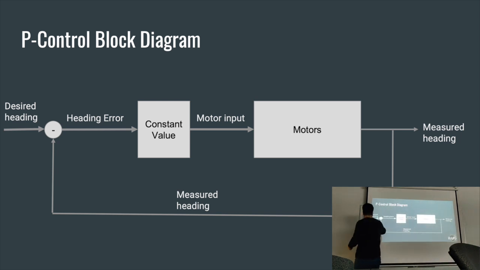This new heading gets fed back in, and you kind of repeat the loop, right? So you can kind of see how you would implement this via software as well, how you would have maybe a while loop or something, and you would just constantly go through this loop. Every time you get a new reading, you would recalculate the error, you would multiply, you would give the motors a new input, and you keep on doing that forever, basically.